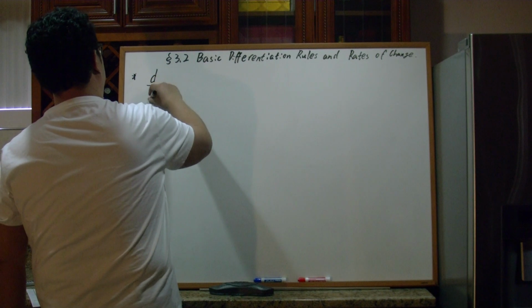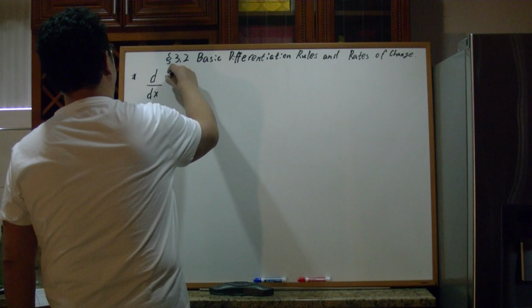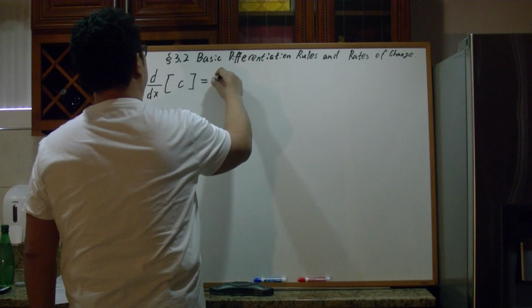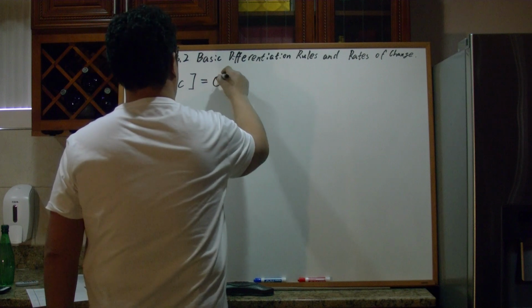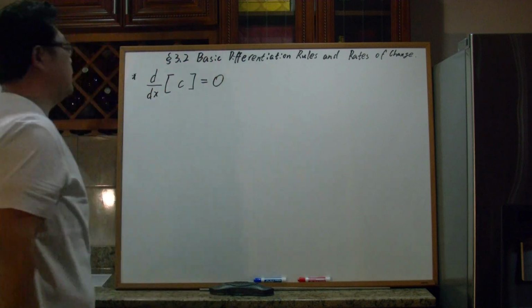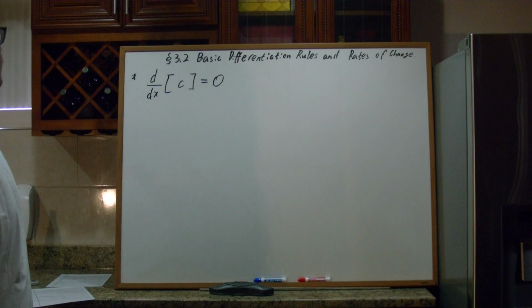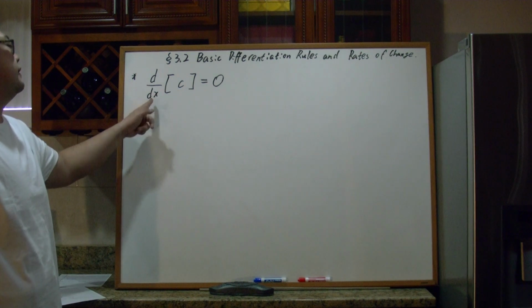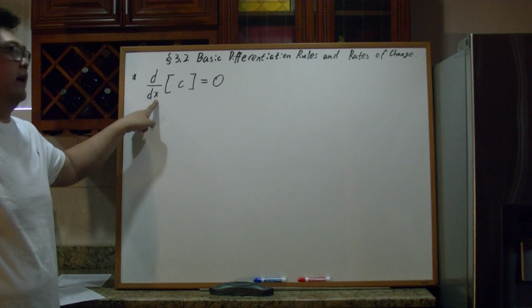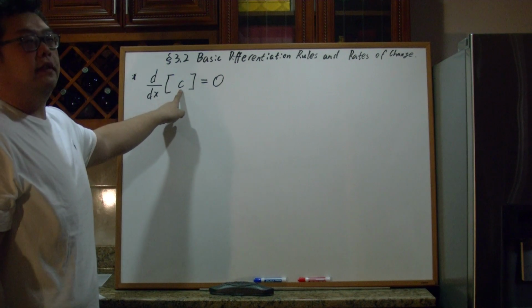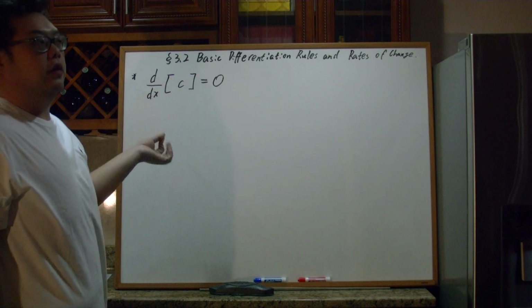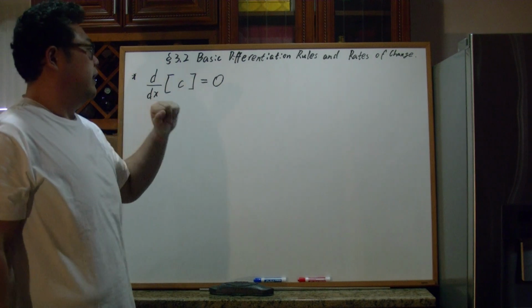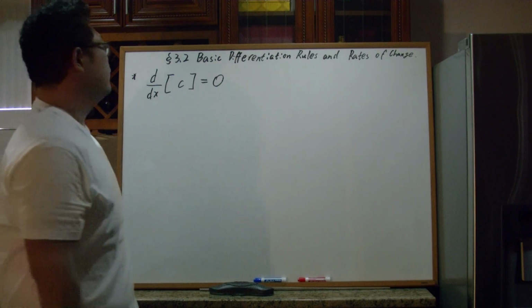The first one is the derivative of any arbitrary constant equals 0. That's the first rule. The derivative of any constant with respect to, in our case, the variable x. Since the constant is just a number, graphically we can see it's a horizontal line, right? So we get a 0.